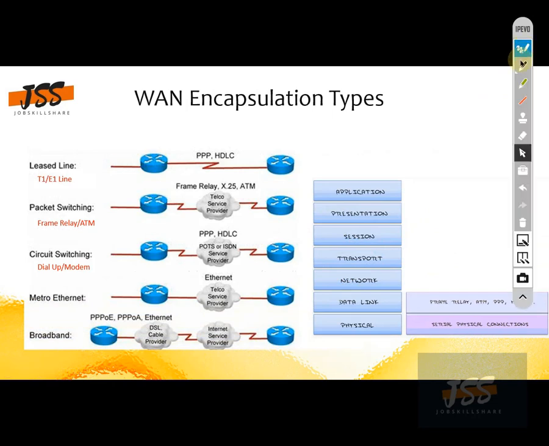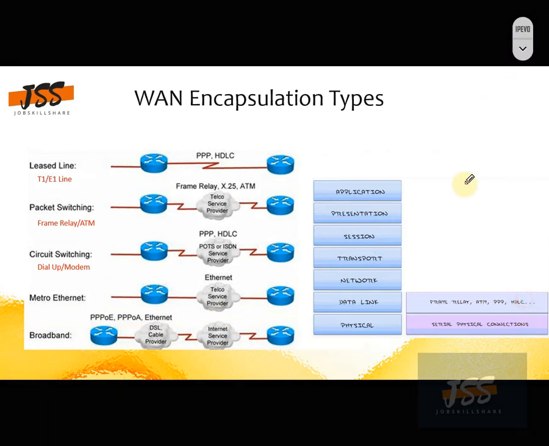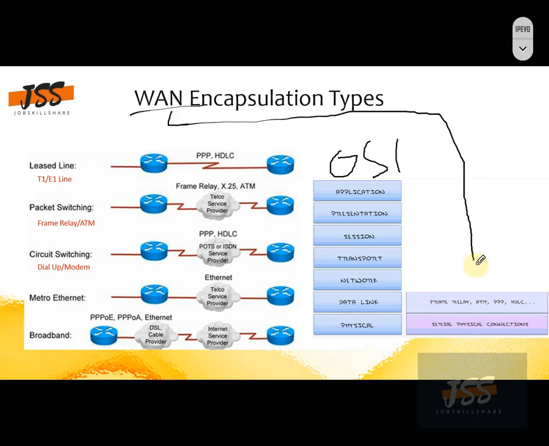Then we have multiple encapsulations, or the terms being used in a WAN. So first thing, in the OSI layer, where this WAN falls, as you can see, this is pretty much on the data link layer. Frame relay, PPP, HDLC, ATM, these are all encapsulations or protocols that work at the data link layer. So this is a very important part.